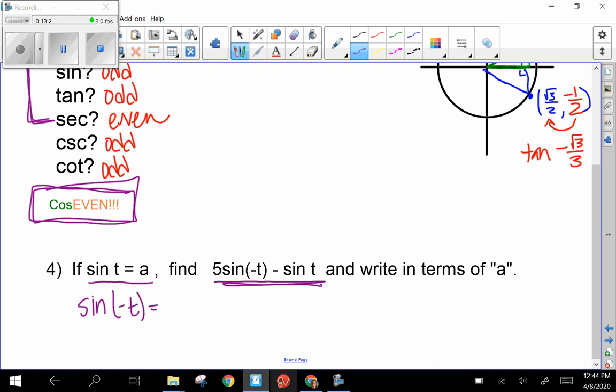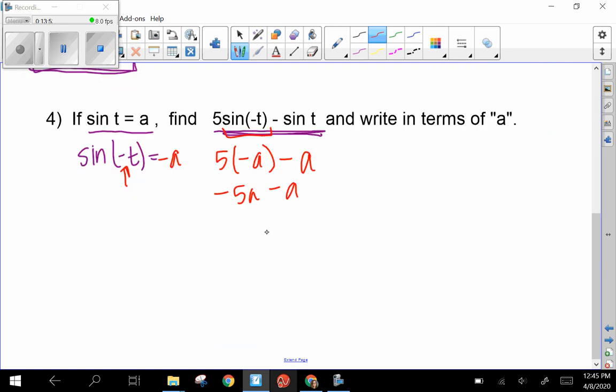to. We just decided that our sine functions are odd. That means when I put in an opposite, I'm going to get an opposite output. So sine of t is equal to positive a. Sine of negative t, opposite input, is equal to negative a. So let's go ahead and replace that. 5 times, I can replace that value with negative a minus the sine of t. Oh, that's original positive a. That's negative 5a minus a. And I can combine those like terms to come up with negative 6a.